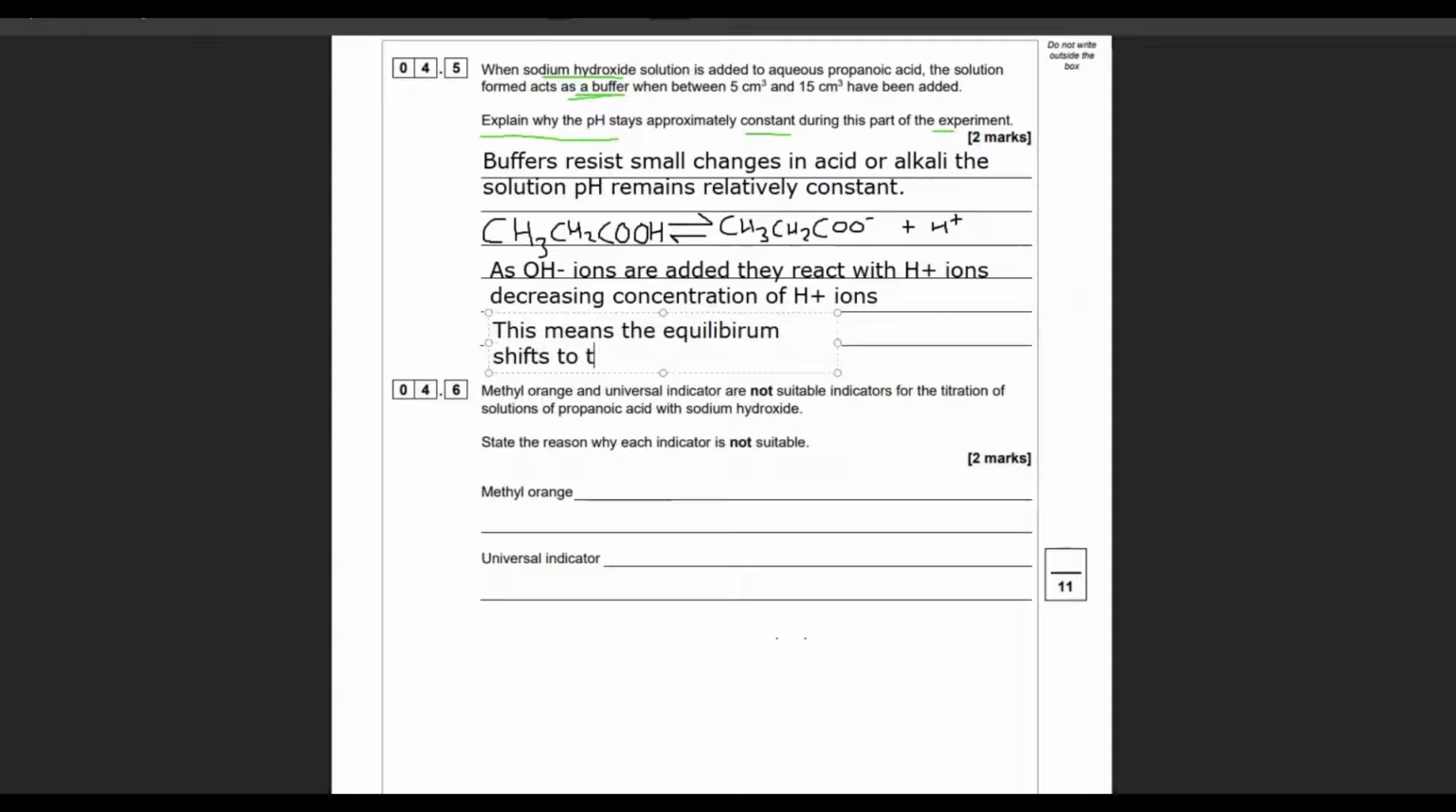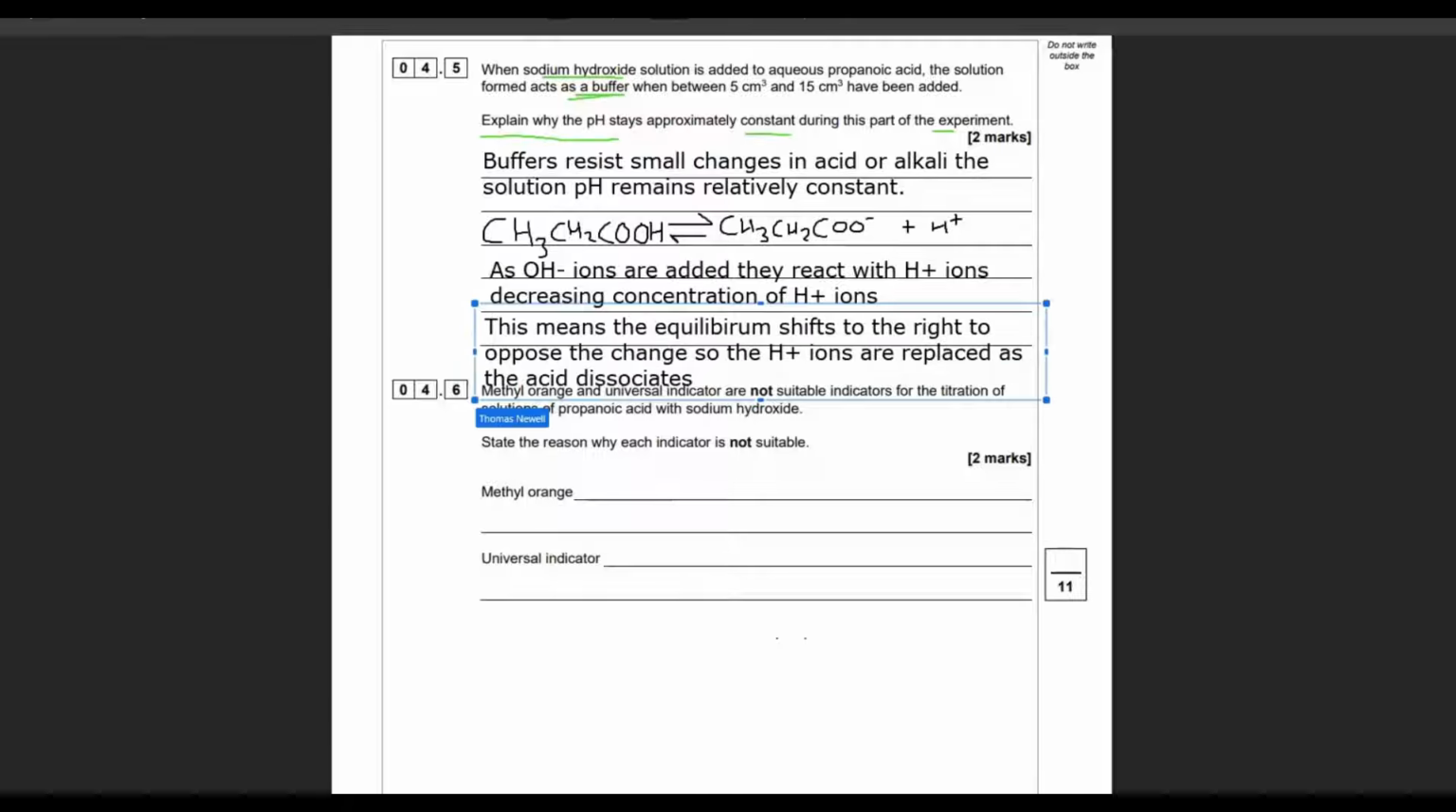Now, that would change the pH, wouldn't it? You'd have fewer hydrogen ions, so your pH would go higher, become more alkaline. However, our propanoic acid, this is the buffer part, therefore shifts its equilibrium position to the right, and it dissociates to release more hydrogen ions to oppose the change. And so you actually get relatively little change in the hydrogen ion concentration and therefore the pH.